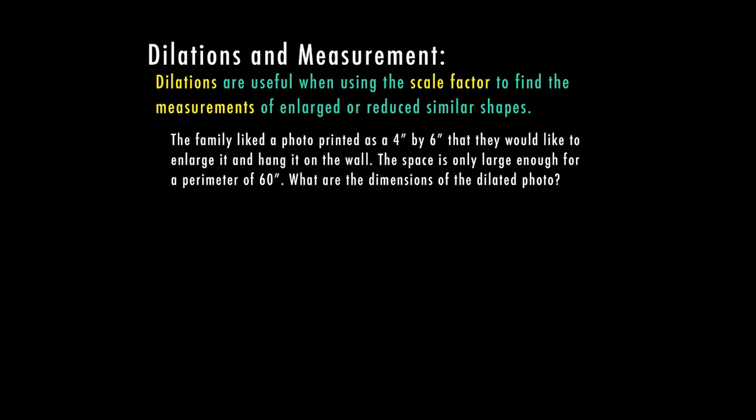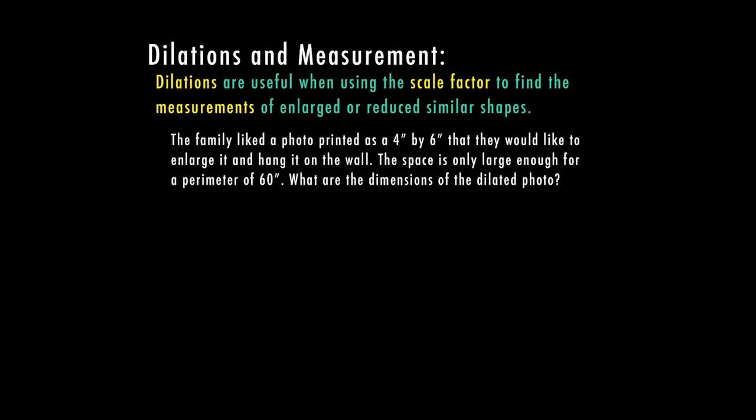So we have a family that liked a photo printed as a 4x6, and they would like to enlarge it and hang it on the wall. The space is only large enough for a perimeter of 60 inches. So what are the dimensions of the dilated photo?